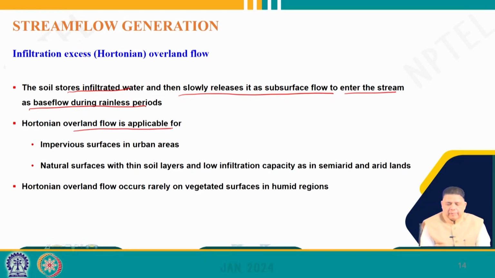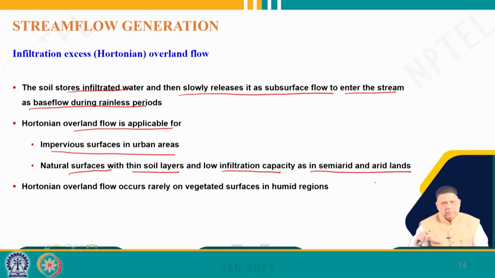Hortonian overland flow is applicable for impervious surfaces in urban areas. That means if it is a paved area, then obviously whatever rainfall occurs on this paved area gets translated into overland flow or surface runoff automatically. It is also applicable to natural surfaces with thin soil layers and low infiltration capacity, as in semi-arid regions. So if the infiltration capacity is low, then also excess rainfall will start moving in the form of overland flow.